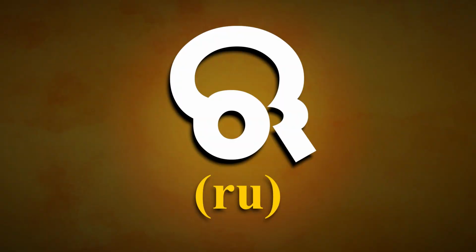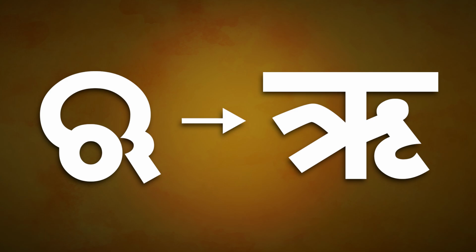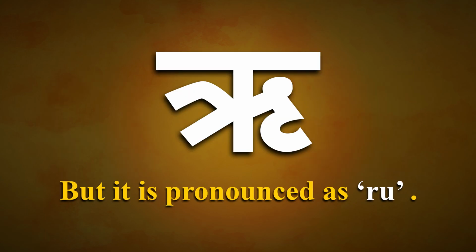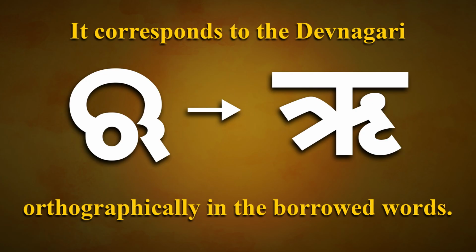Now, the next letter of this set is Ru. It graphically represents Ri of the Devanagari alphabet, but it is pronounced as Ru. It corresponds to the Devanagari D orthographically in the borrowed words. Let us learn how to write the letter Ru. It is almost like R. The only difference is a fold at the end or before the slant line.